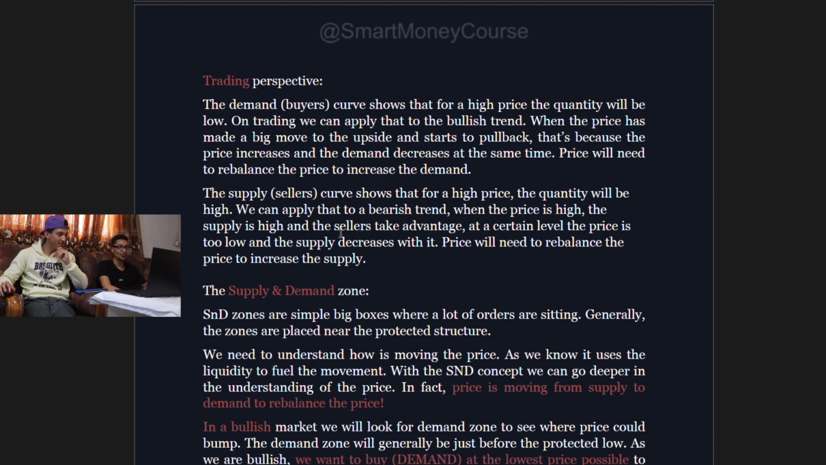From a trading perspective, the demand curve shows that for a high price, the quantity will be low. In trading, we can apply that to the bullish trend. When the price has made a big move to the upside and starts the pullback, it's because the price increased and the demand decreased at the same time. Price will need to rebalance to increase the demand.